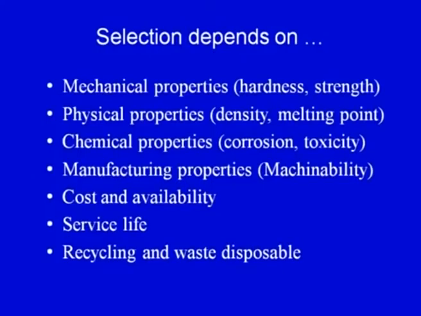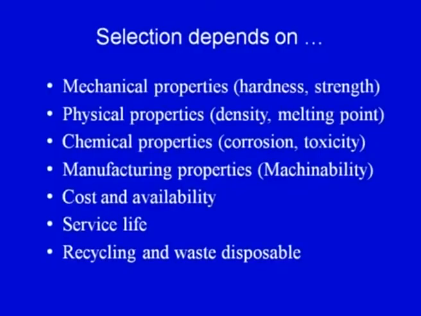Similarly, the chemical properties such as corrosion and toxicity also influence the decision of selection of a material for a particular application. For example, if a material has to be chosen for making toys which children are going to use, because sometimes it is seen that children have the tendency to put the toy in their mouth, in those cases the material that we choose for making the toy should not be toxic in nature. Suppose it is toxic, then it can have many adverse effects.